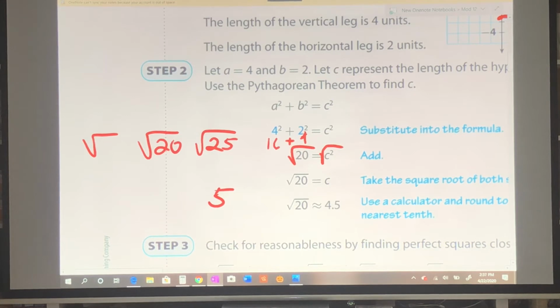And the next, if I went this way, I remember my rule, I always go down 1, and then I square it, and I find the other one. It's easier that way. Okay.